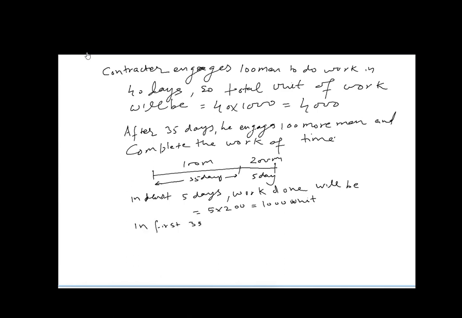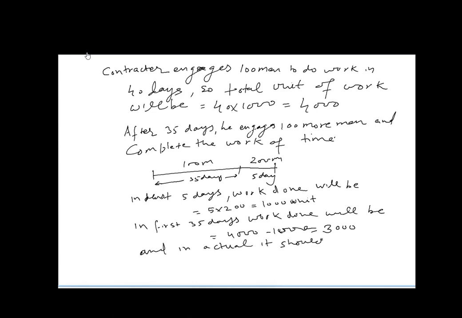So in the first 35 days, only 3000 units completed. Ideally, it should have been 3500, because 35 into 100. So they are lagging behind by 500 units of the work.